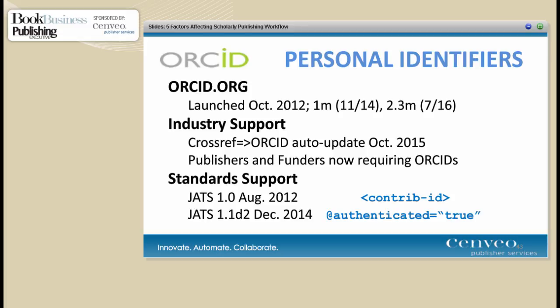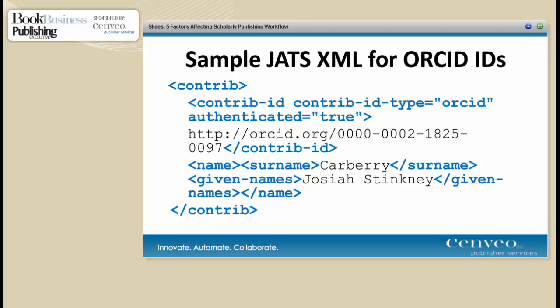So what we added was the contrib-id element, which was a generic solution that would support any system of personal identifiers. As Crossref began its project of collecting ORCID, the Crossref metadata spec included not just the ORCID ID, but an attribute as to whether the ID had been authenticated. So we added that to JATS version 1.1 draft 2 in December 2014. But 1.1 wasn't formally approved until January of this year, so that was a challenge. So the sample JATS for this is very straightforward, just adding the contrib-id inside the contrib markup that was already there.